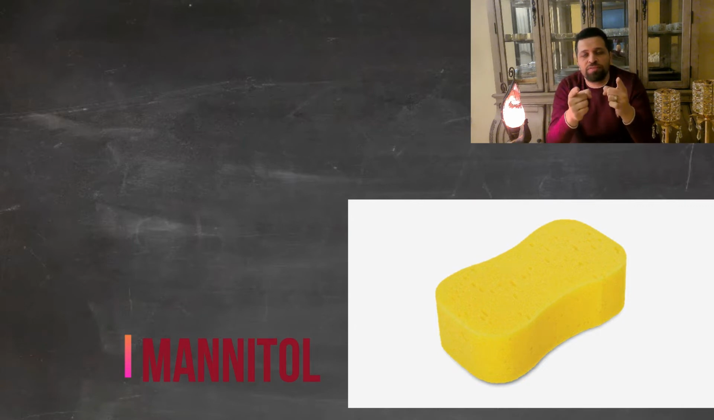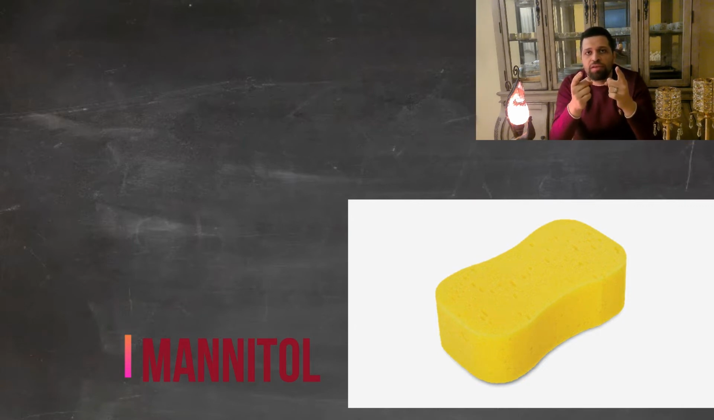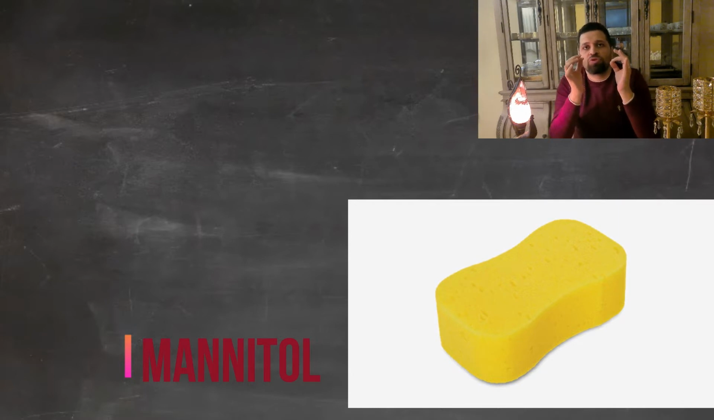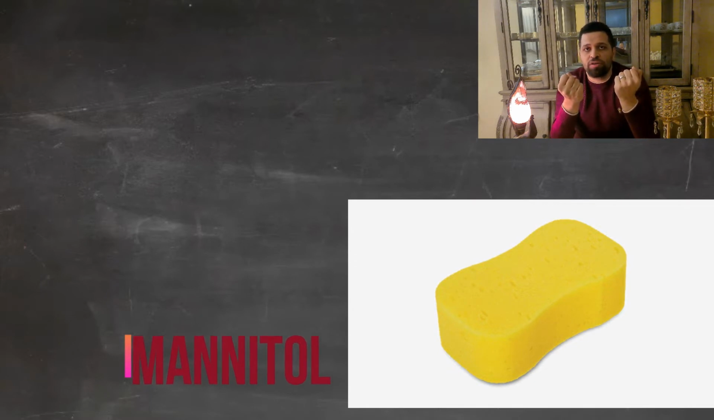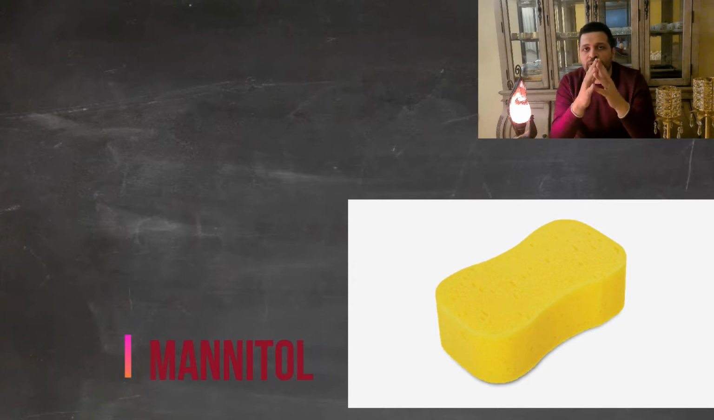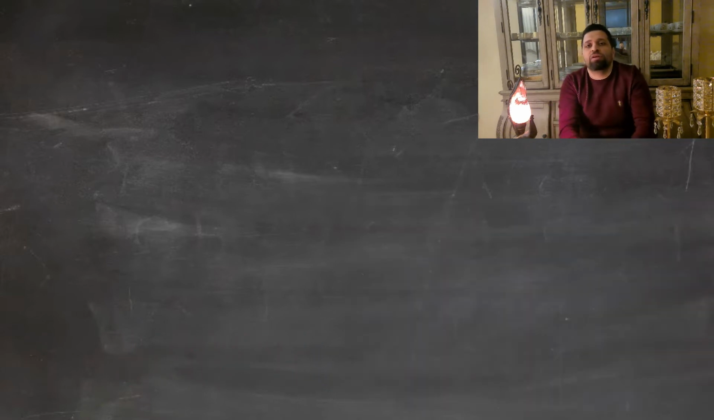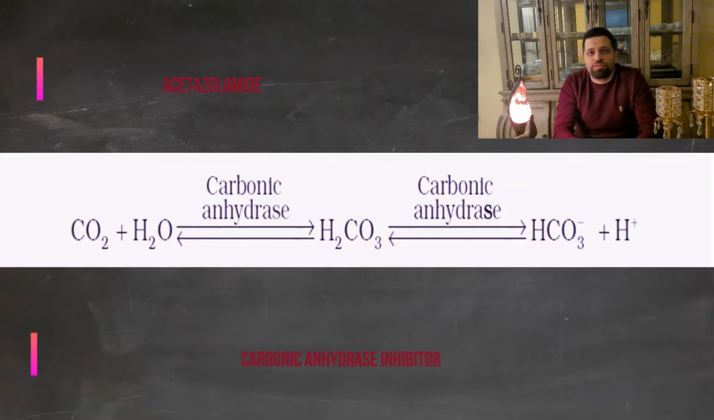Now, when it reaches the glomerulus, it is filtered but not reabsorbed or secreted, so it stays inside the tubular fluid. So it absorbs more and more fluid from the body inside it. So this sponge is called mannitol. Secondly, acetazolamide, which is a carbonic anhydrase inhibitor.